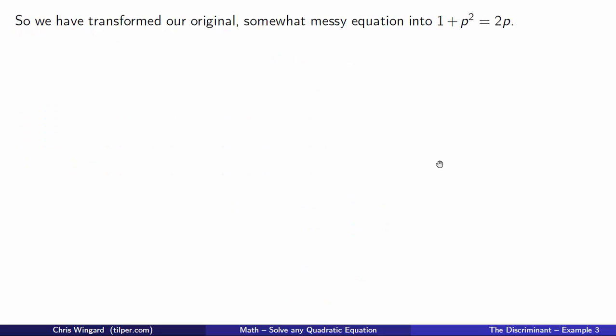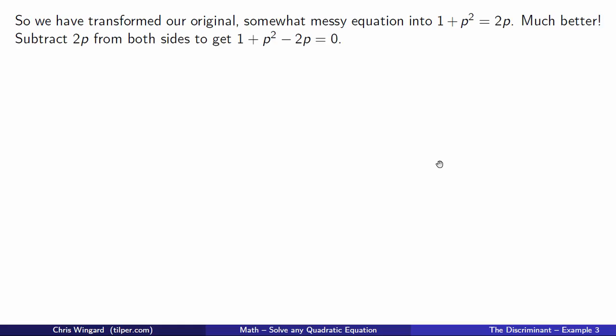So we transformed our original, somewhat messy equation because of those fractions into 1 plus p squared equals 2p, and that's a lot better. And it's perfectly legal, valid, legitimate to do that. Nothing wrong with that at all. It is going to change the values of a, b, and c that we get when we do the standard form thing, and that's totally okay. It actually makes this a lot simpler for us.